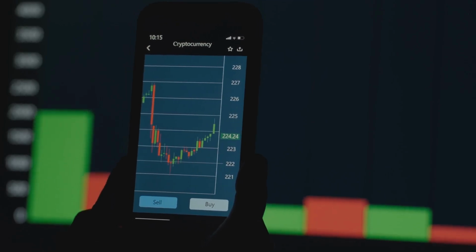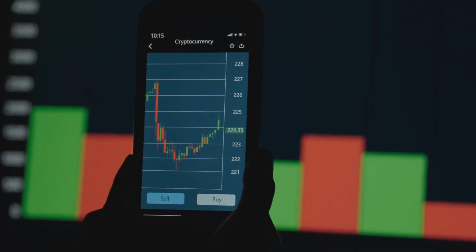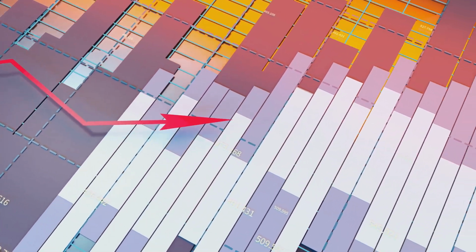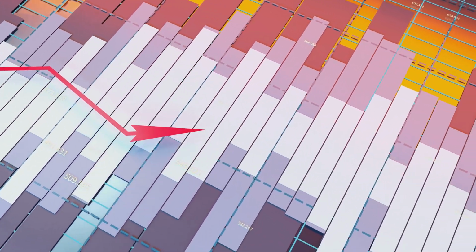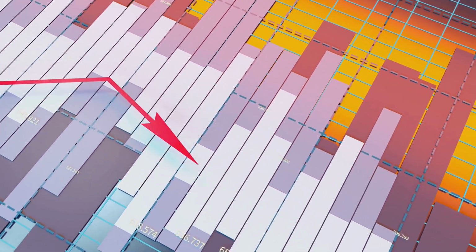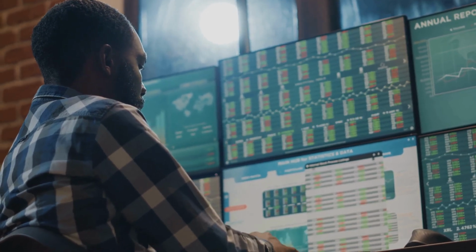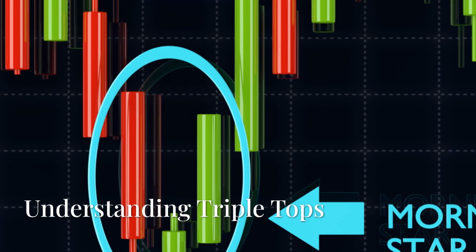Finally, remember that rectangles can form in both uptrends and downtrends. An ascending rectangle usually signals a continuation of the uptrend, while a descending rectangle often precedes a further drop. So always pay close attention to the overall market context before placing your trades.